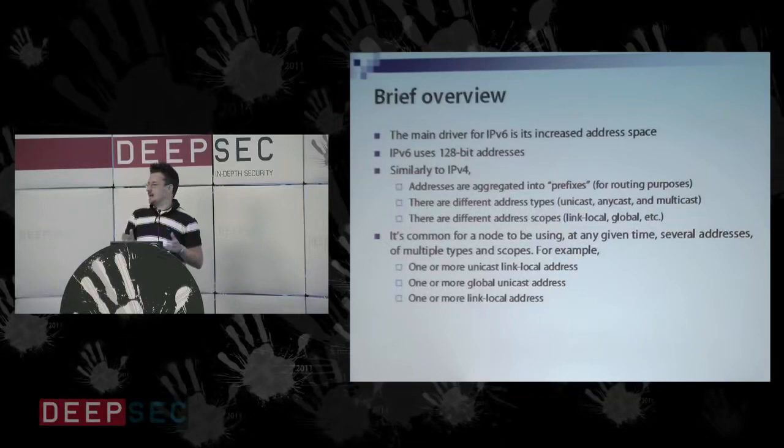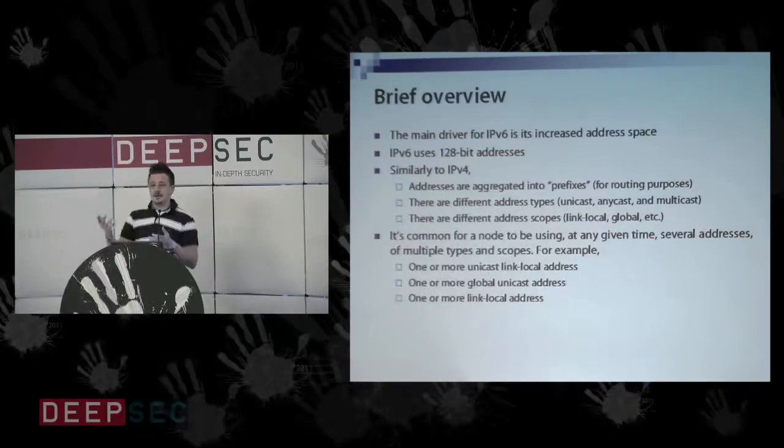But aside from the address size, IPv6 addressing is very similar to IPv4 addressing. You have the addresses aggregated for the purpose of routing. Of course you will have longer prefixes, but it's essentially the same. You have different types of addresses, for example, Unicast, Anycast, and Multicast. Unicast obviously means that it's a single address that identifies a single system, whereas Multicast is a single address that identifies multiple systems.